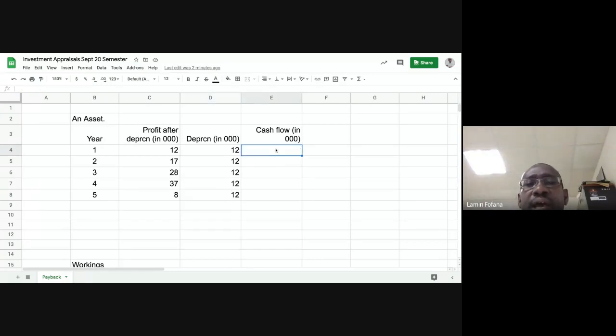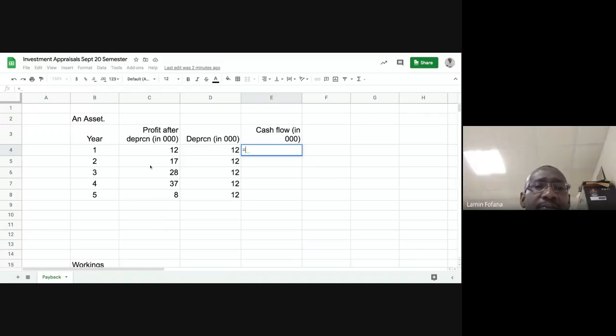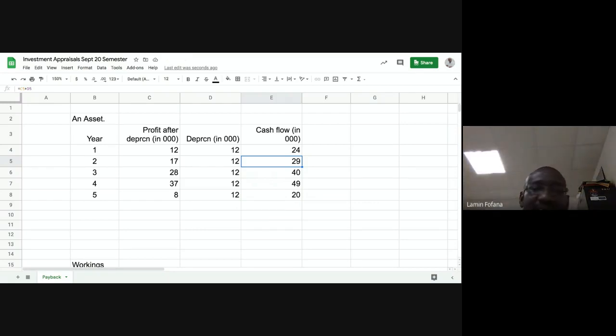Okay? All right. So how are we going to calculate the cash flow? We add the profit after depreciation with the depreciation. So we say equals C4 plus D4. We enter. And once you enter, it's going to predict that you are going to replicate it down. So you see, it has given you all this. So you just tick the correct one. So this is the autofill function. See how intelligent these things are? So once you do that, it has given you everything.